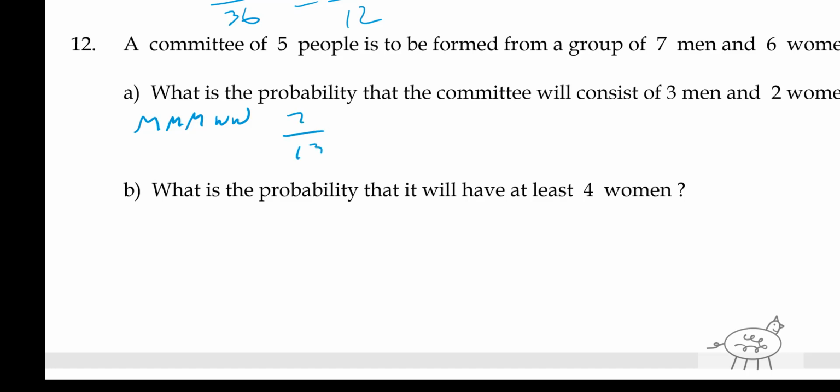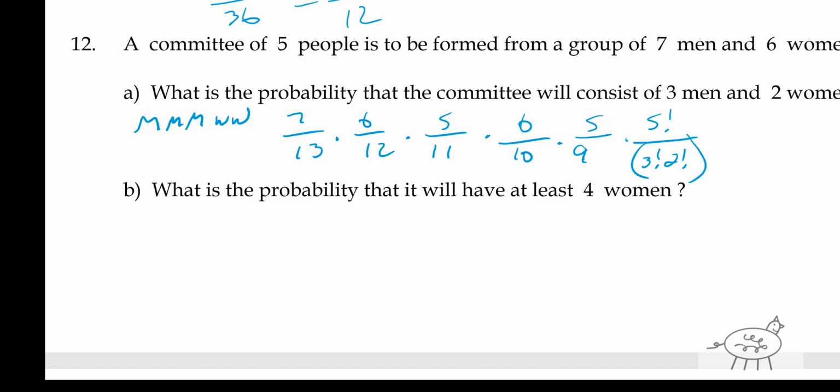So 7 over 13 times 6 over 12 times 5 over 11 times, now we get back to the women, so 6 women out of 10 times 5 over 9. Okay, and then it's times 5 factorial over 3 factorial, 2 factorial. Make sure you put parentheses around that bottom number, guys. If you don't put parentheses around there, you're going to get it wrong. Okay, so my answer is 175 over 429. Sorry, it's very messy. 429.